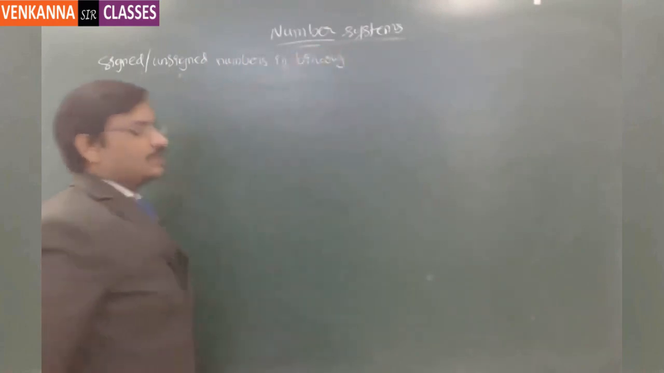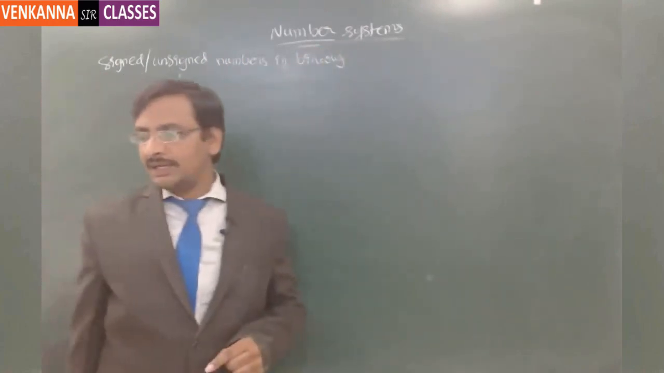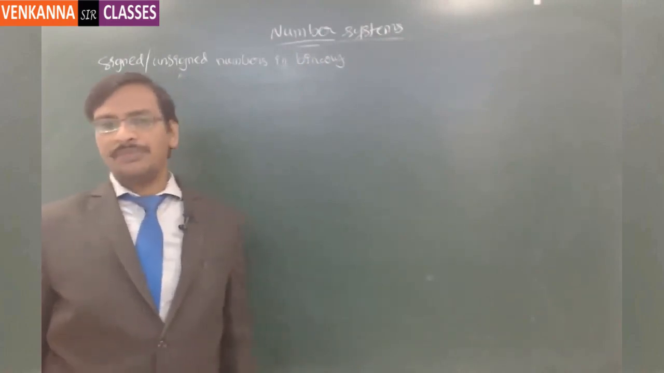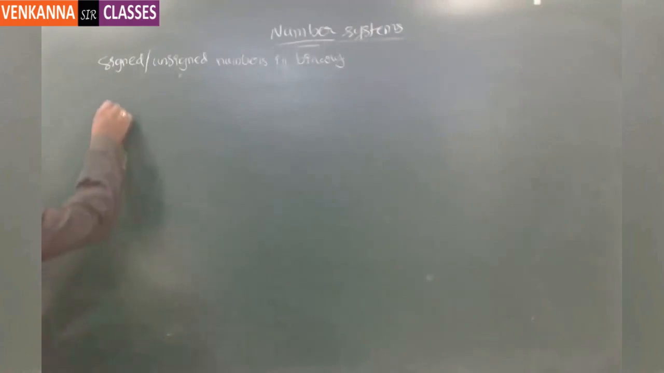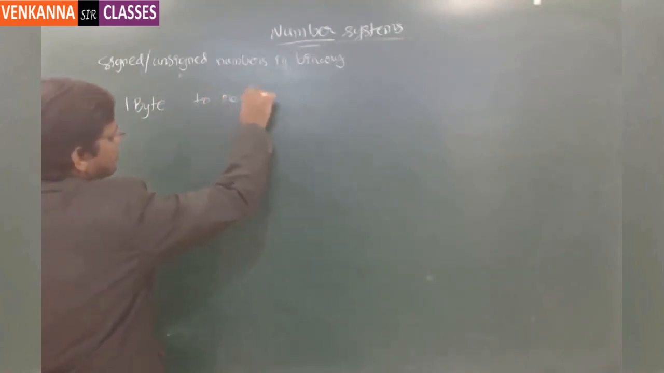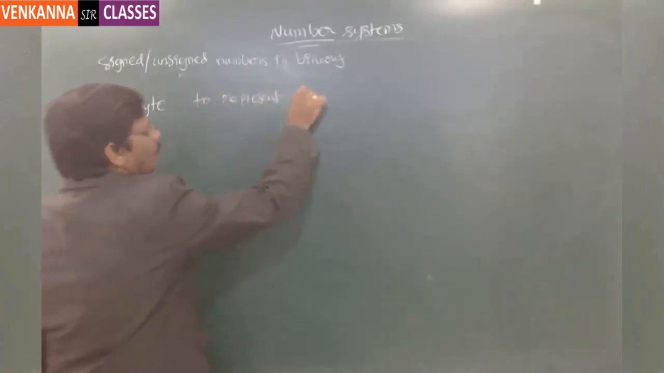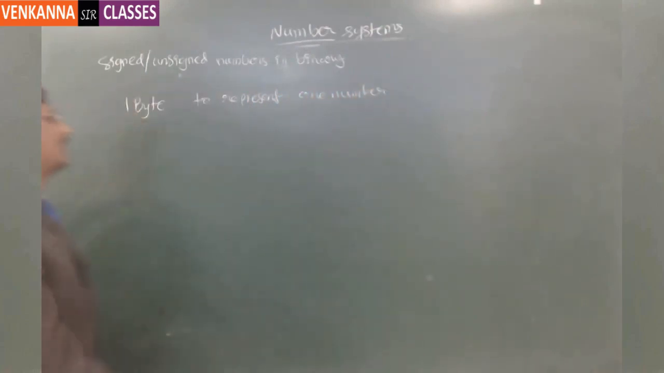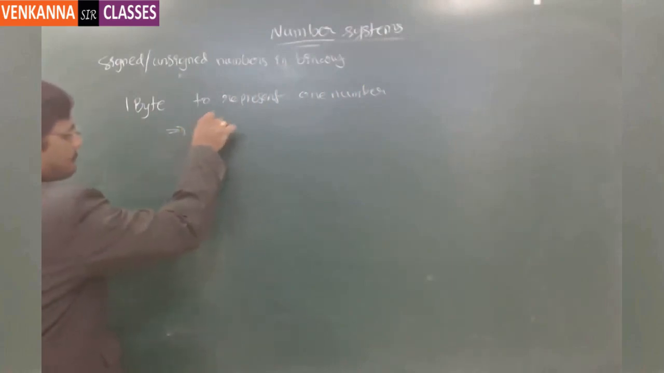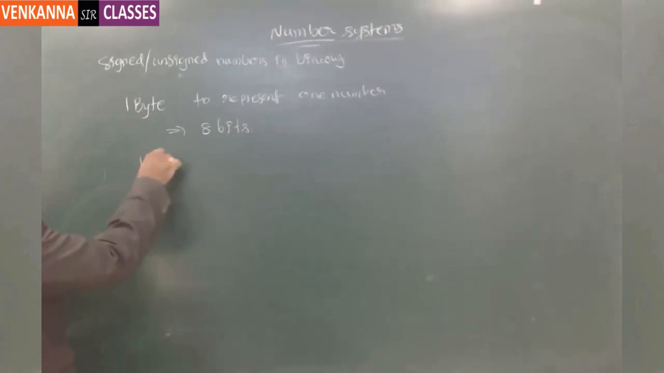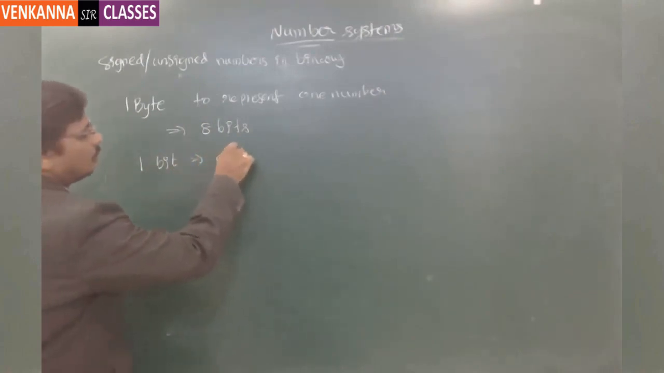Now, usually to represent a number in binary, we will be specifically allotting certain digits for that particular number. The standard convention is that you will be allotting 1 byte to represent one number. 1 byte is equivalent to 8 bits, and 1 bit is either 0 or 1.